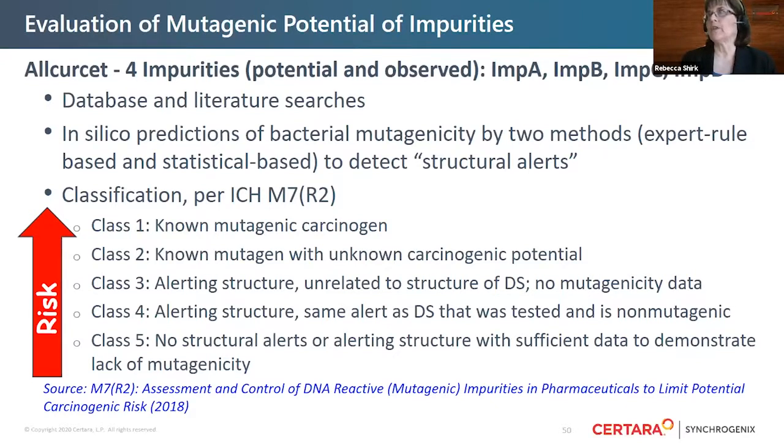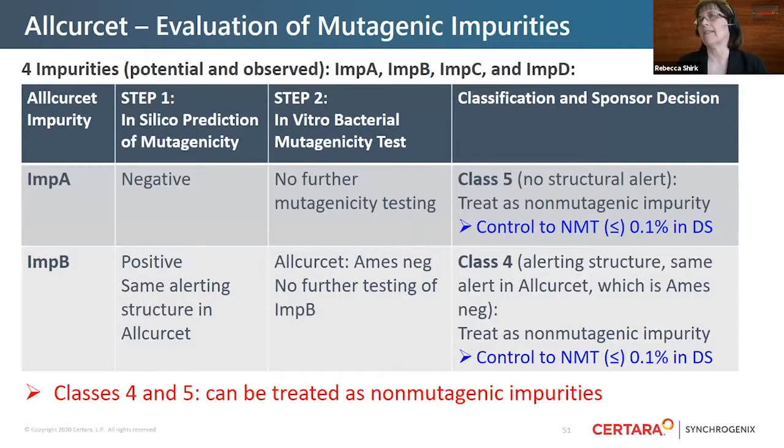So we're going to now step through the process the sponsor followed for these 4 impurities. If we go to the next slide, please. They're summarized in the next few slides in a tabulated format. If we start on the left-hand side and work our way across the table towards the right-hand side, we'll see what steps the sponsor took and their ultimate classification and the decision.